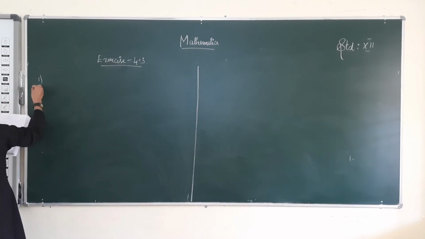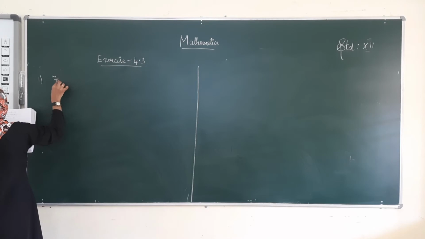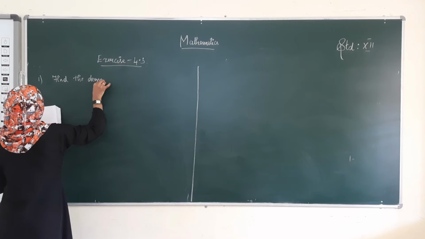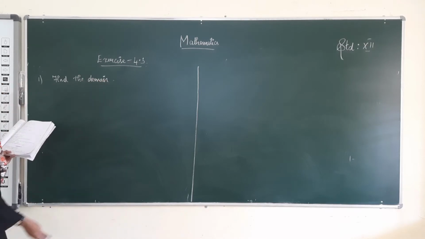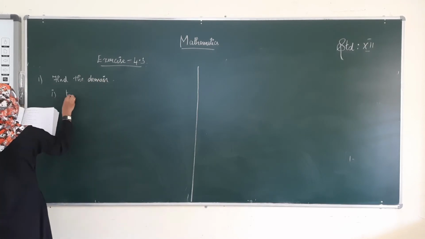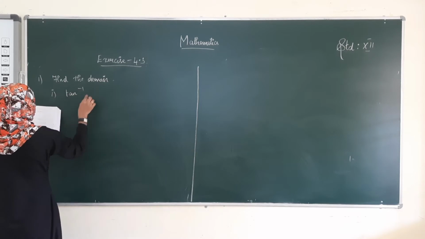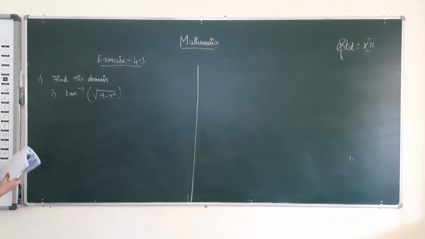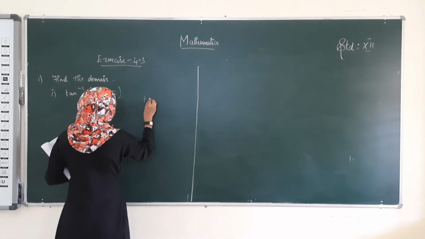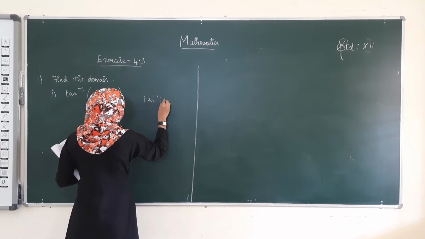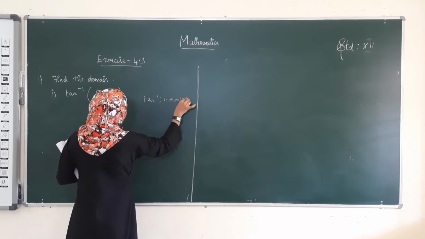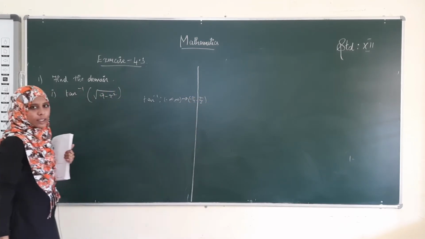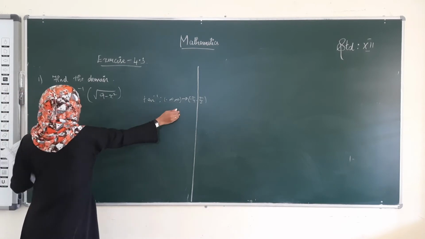First sum. What's the first sum they have given? Find the domain of the following function. We have to find the domain. First subdivision, tan inverse of root of 9 minus x square. Okay, for the tan inverse function, the domain is from minus infinity comma infinity and the range is from minus pi by 2 comma pi by 2.